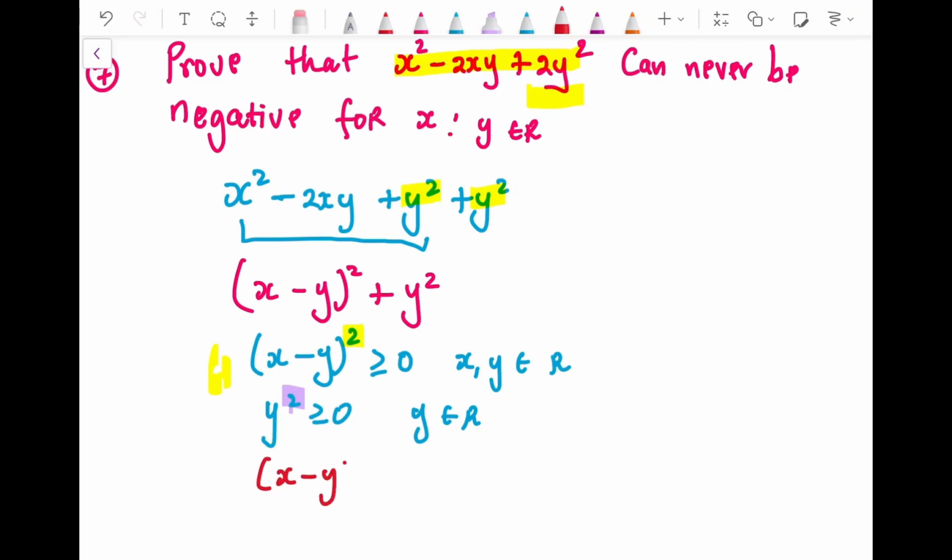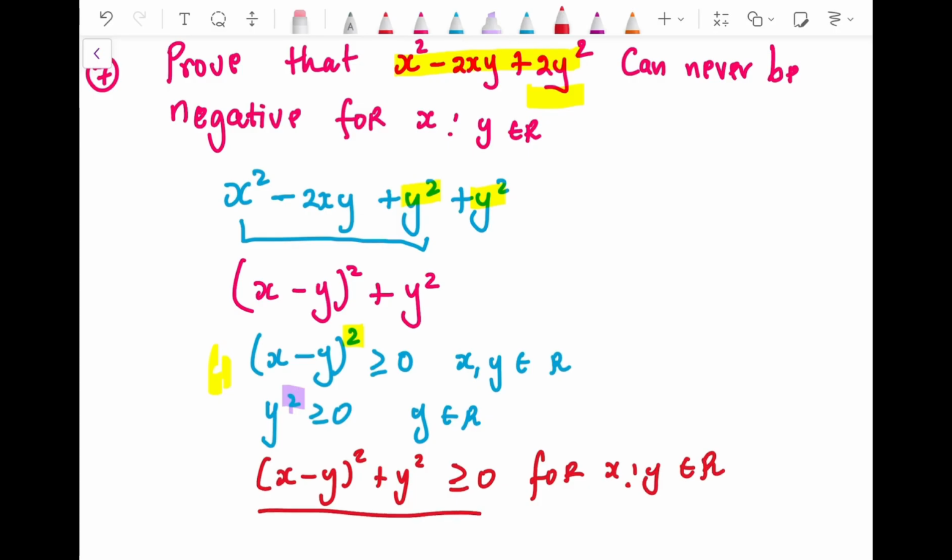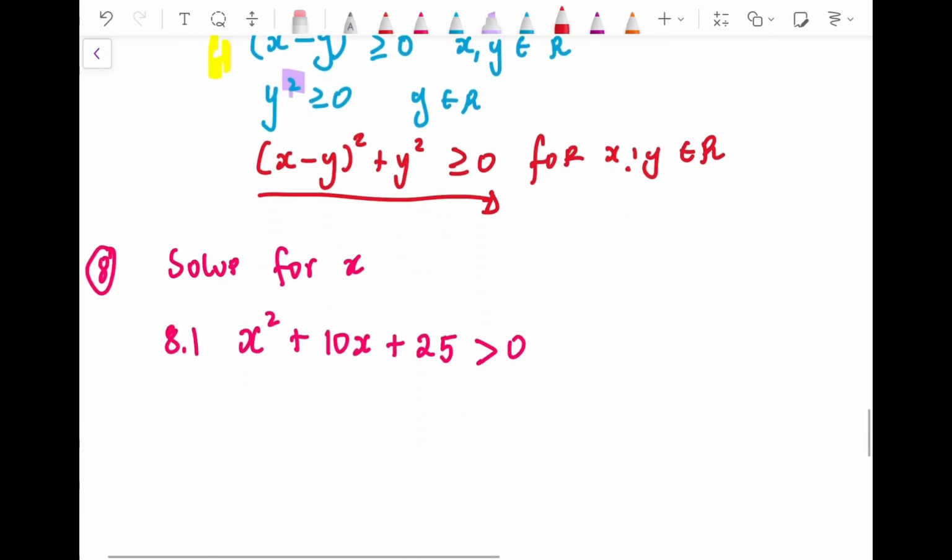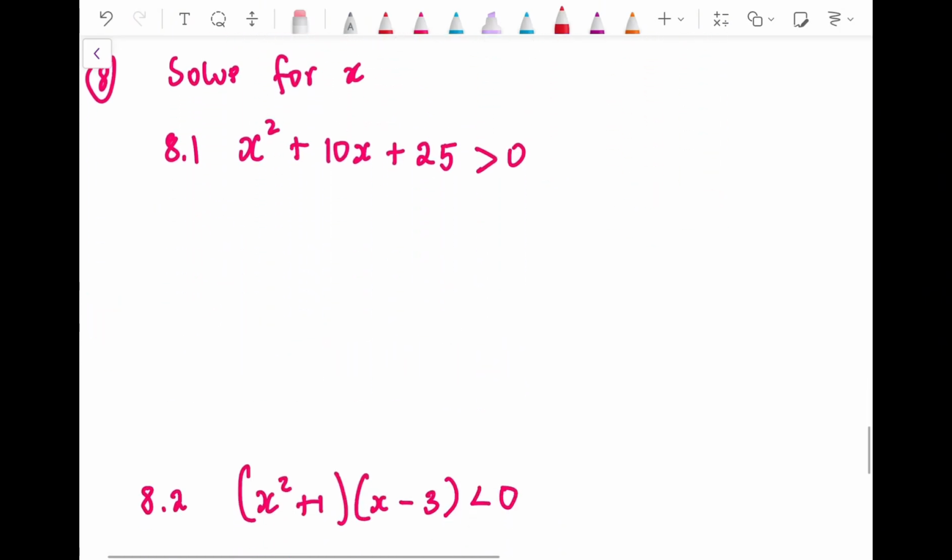(x − y) all squared plus y squared is greater or equal to 0 for x and y an element of all real numbers. So the answer here can never be negative. It will be greater or equal to 0 for x and y an element of all real numbers. And then let's move to number 8.